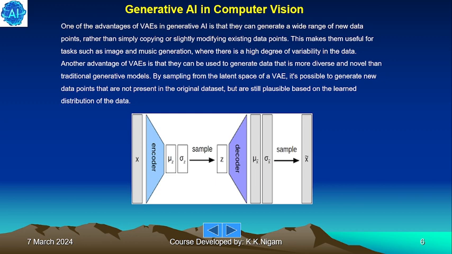By sampling from the latent space of a VAE, it's possible to generate new data points that are not present in the original data set, but are still possible based on the learned distribution of the data.